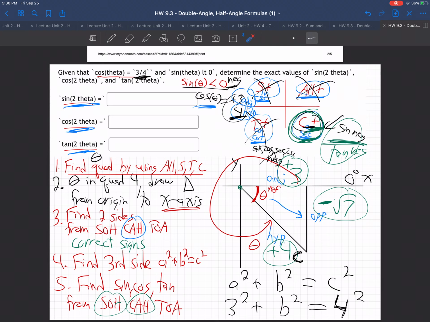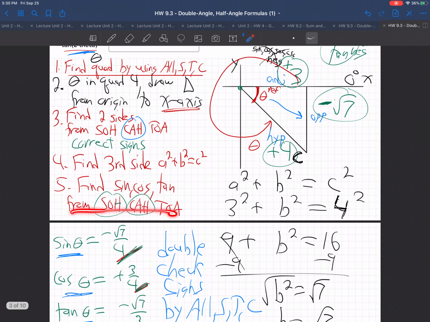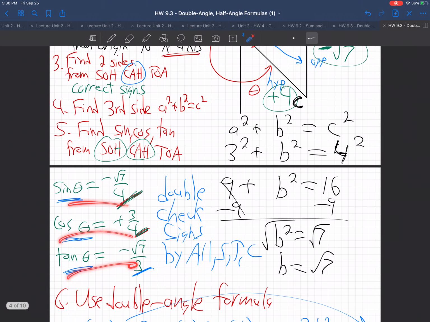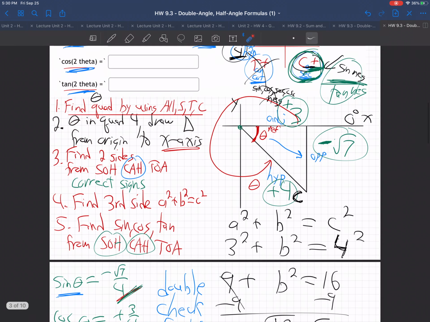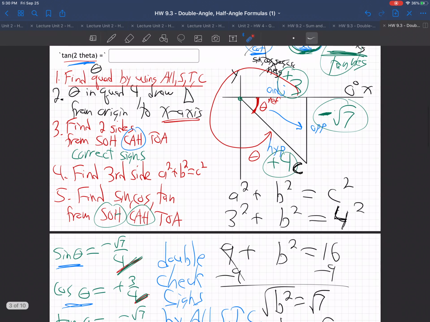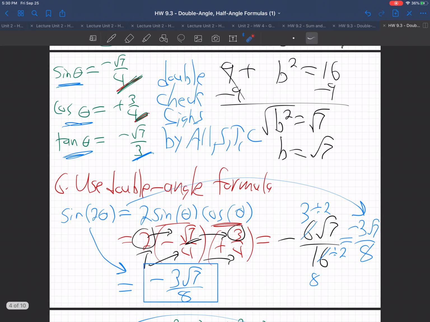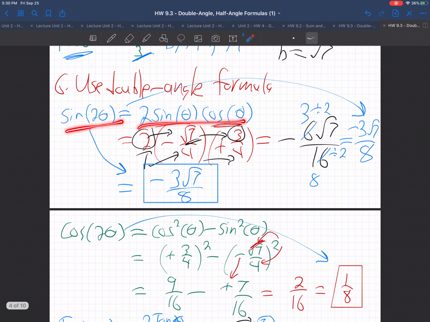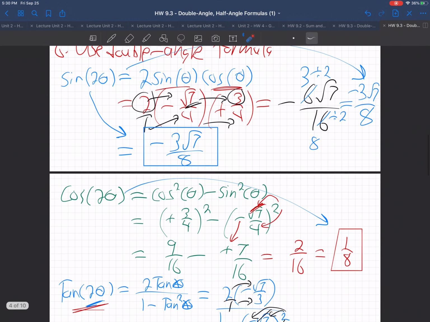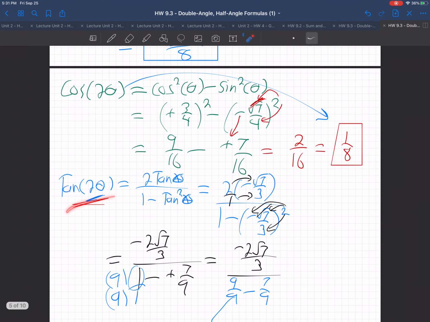so sine is negative. Then we drew our triangle in quadrant 4 to the x-axis, put our angle in there, used SOHCAHTOA to find 2 sides, found the third side with the Pythagorean theorem. Then we used SOHCAHTOA again to find sine, cosine, and tangent of single theta within the triangle there in the 4th quadrant. Double checked our signs using all students take calculus. Sine and tangent were negative, cosine was positive, perfect. And then to find the double angle, we used the double angle formulas, plugged everything in for sine 2 theta, cosine 2 theta, tangent 2 theta.